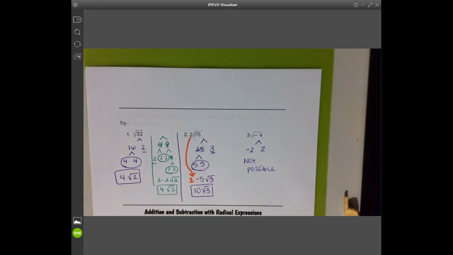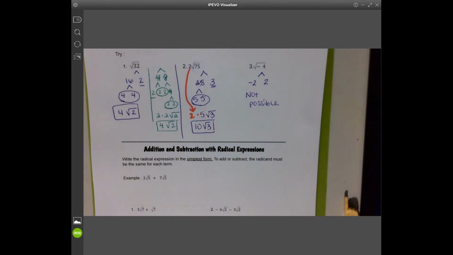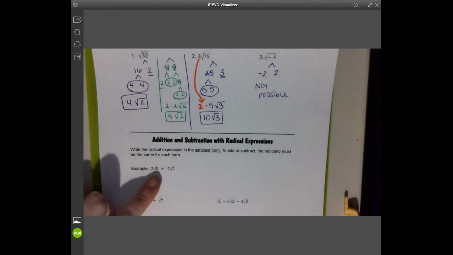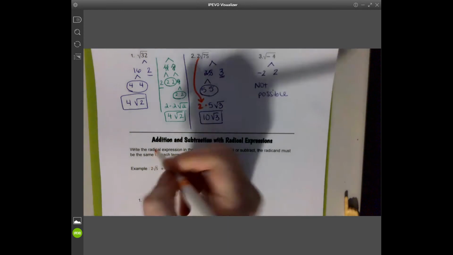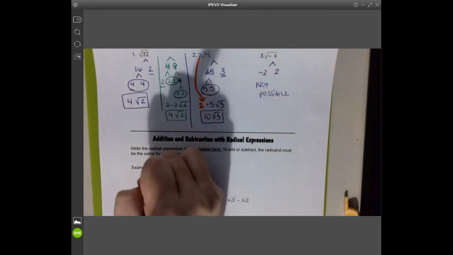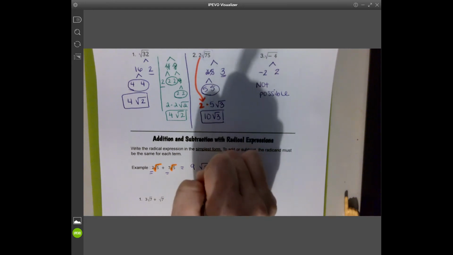All right, so now we're going to talk about addition and subtraction using our radicals. So we want them to be in simplest form when we add or subtract. So what that means is we want the radical symbol to be simplified as we've been doing in the previous problems. When they have the same radical, we have like terms and we can combine. So here you can see we have the square root of 5 in both of these problems. So they are like terms. So how I can add this is 2 plus 7, which is 9. And we keep the square root of 5.